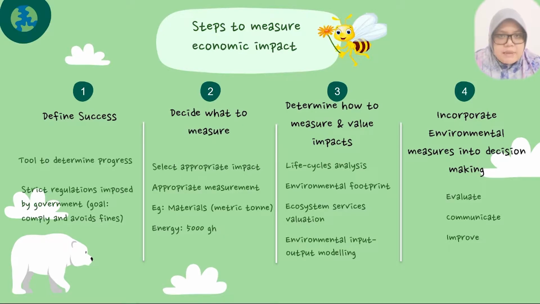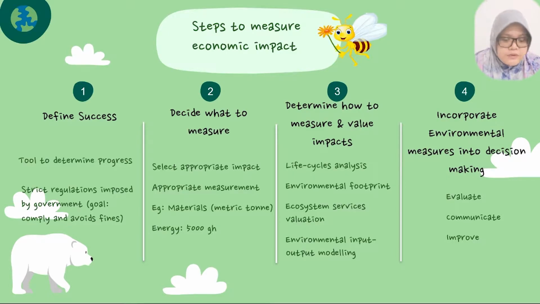The first step is to define success. The second step is to decide what to measure. The third step is to determine how to measure and value impacts. And the fourth is to incorporate environmental measures into decision making. The first step is to define success by calculating the environmental cost.